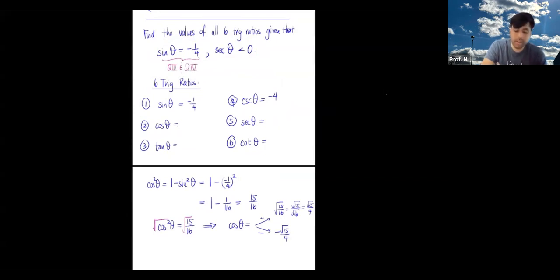That's where it's negative. And then where is secant also less than 0, which means negative? Well, that's when cosine is negative, and cosine is negative in quadrants 2 and 3. So in order for both of these statements to be true, they must be in the same quadrant. So that means the quadrant must be quadrant 3. So theta is in quadrant 3.